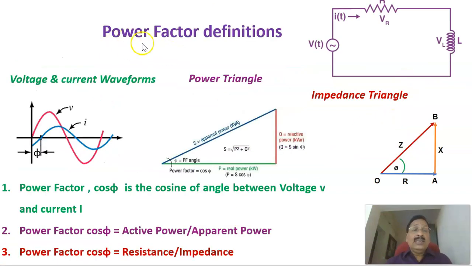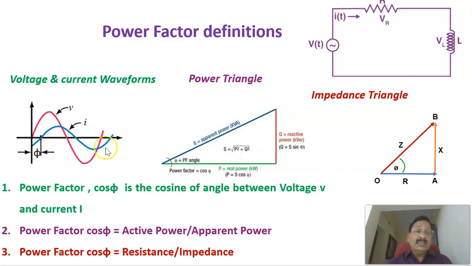Now, as a conclusion, let us see the definitions of power factor. Here is a simple RL or RC circuit, with the instantaneous voltage and instantaneous current, as we have already seen. The power factor angle equals phi. Another representation is that this is the real power, this is the reactive power, and this is the apparent power, P, Q, S. In terms of impedance, this is the resistance, this is the reactance, and this is the total impedance, root of R square plus X square. This angle again equals phi.